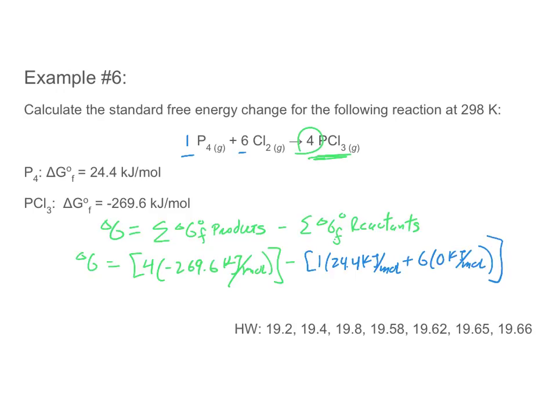Okay. And I am showing the 6 times 0 because I'm trying to prove the point that chlorine is in its elemental state. It has a standard change in Gibbs free energy of formation of 0, as we just discussed. So the overall change in Gibbs free energy in this particular reaction ends up being a negative 1,002 kilojoules per mole.